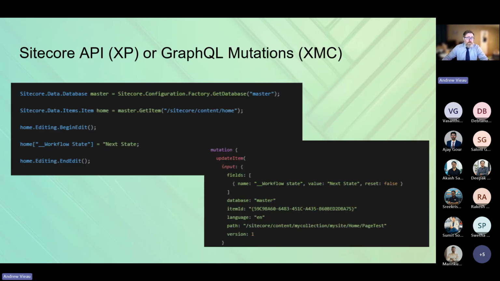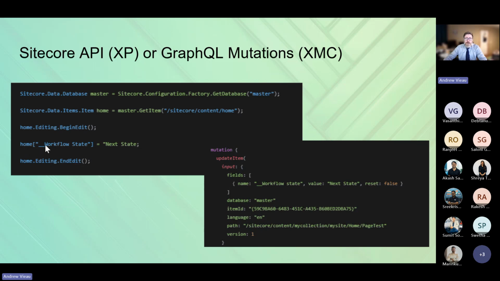So one more thing you can do if you need some really complex actions and you're a developer, you can use the Sitecore API or you can use GraphQL mutations to move items through workflow. So ultimately, your workflow state is defined by regular fields in the database. So we can modify that programmatically just like we can with any field. So in Sitecore XP, this would primarily be done through the API by putting that item into an editing state and then editing any field value.